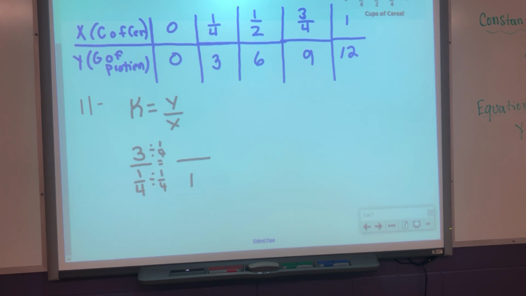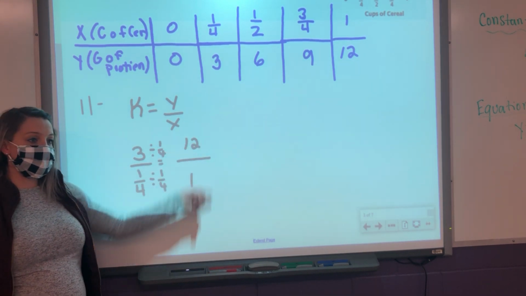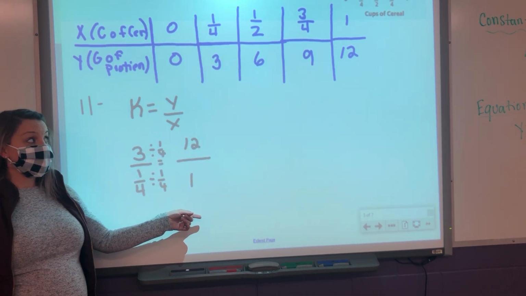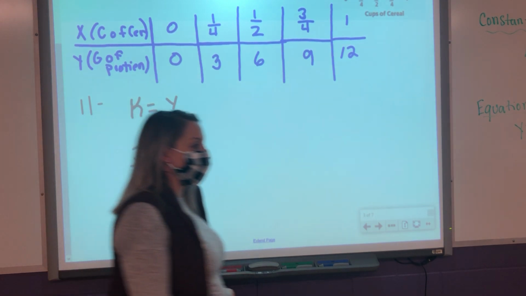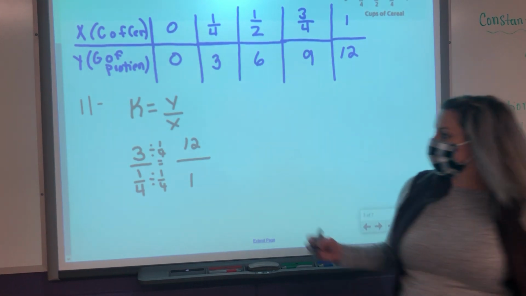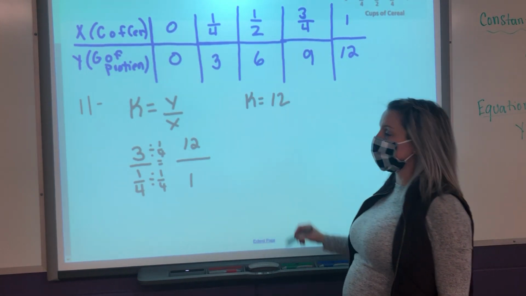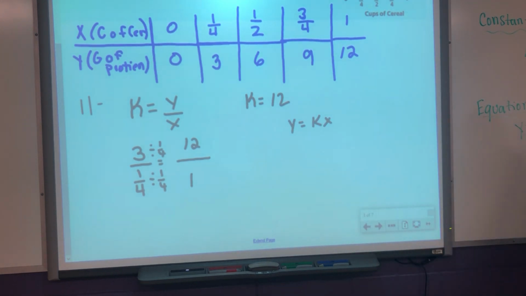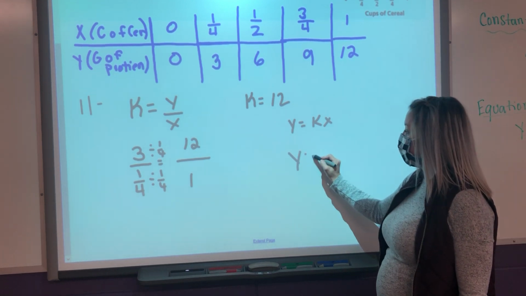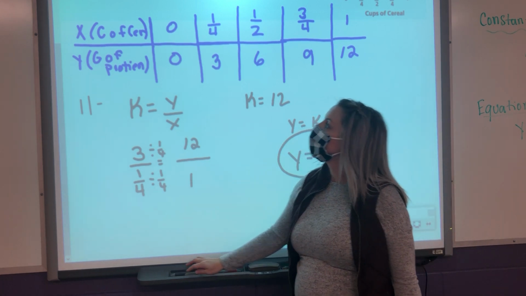How many of you got 12? So what does that tell us? Were we correct? Do you think the rest of them equal 12 over 1? Yes. So what's our constant proportionality? Okay, so our K is equal to 12. So what's our equation? So our equation is y equals 12x. Okay.